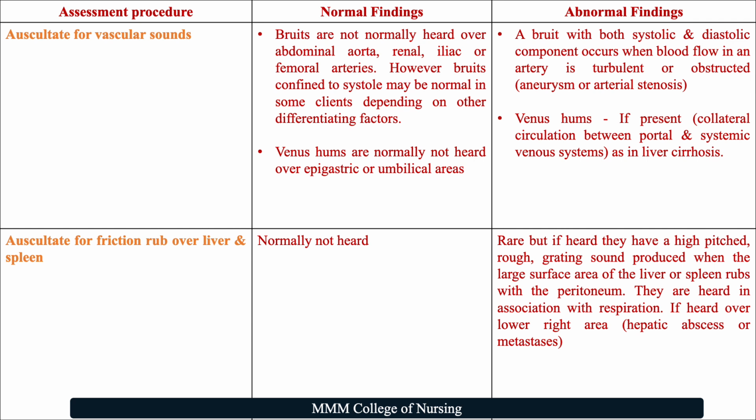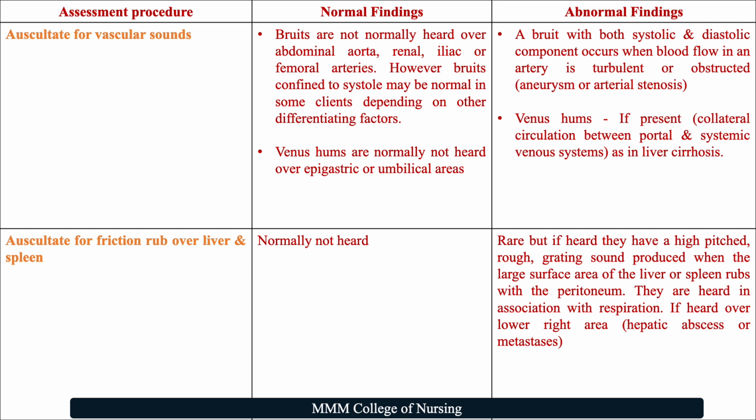Next is auscultating for vascular sounds. Normally, bruits are not heard over the abdominal aorta, renal, iliac or femoral arteries. However, bruits confined to systole may be normal in some clients depending on other differentiating factors. Venous hums are normally not heard over epigastric or umbilical areas.